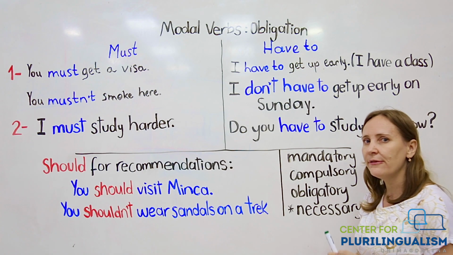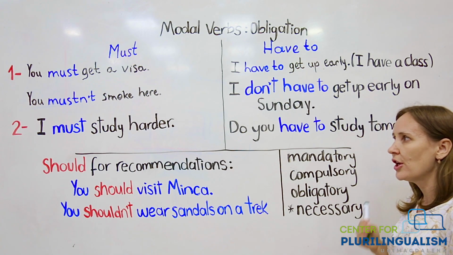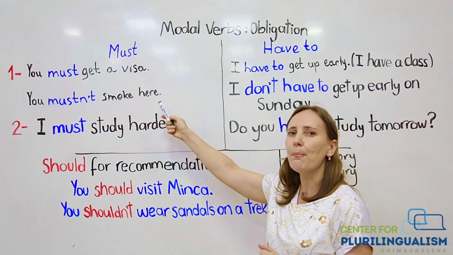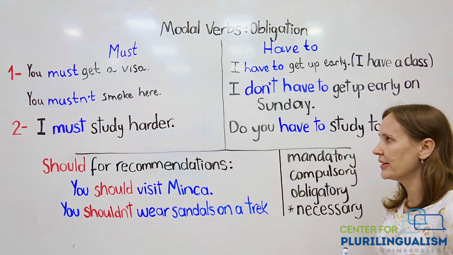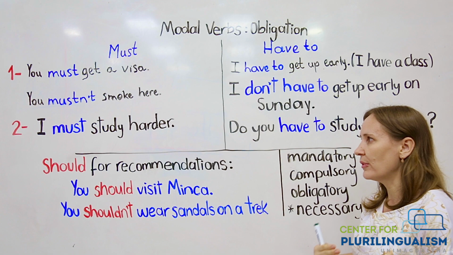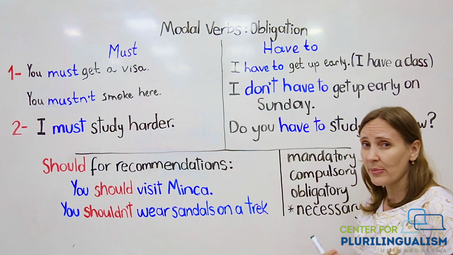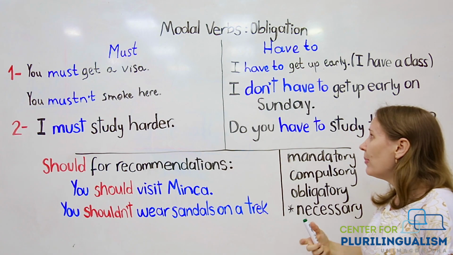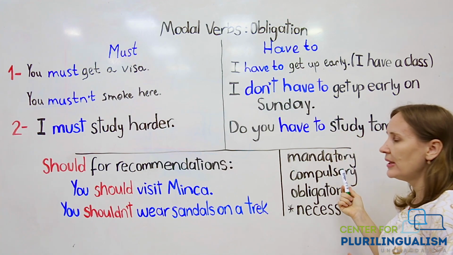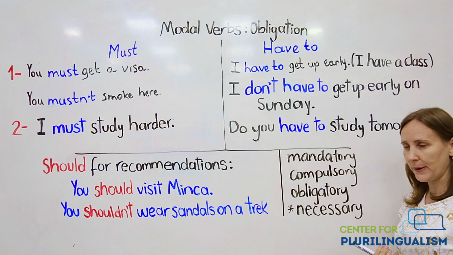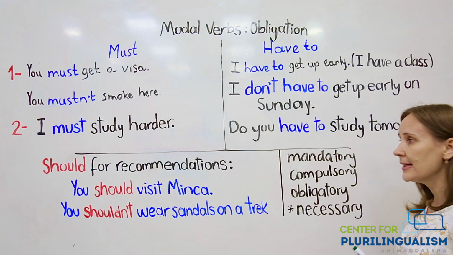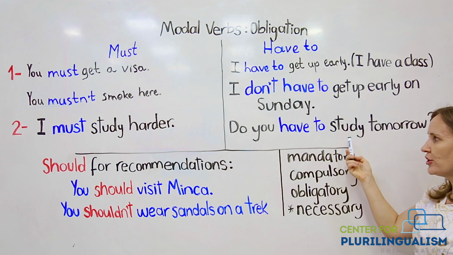Please, students, be very careful with this situation. So if you want to speak about something that is forbidden, you need to choose mustn't. You mustn't smoke here. You mustn't travel or drive without a driving license, because that is a rule, that is a law. But if it's just not necessary, you can do it, but there is no need, you can choose don't have to, okay?